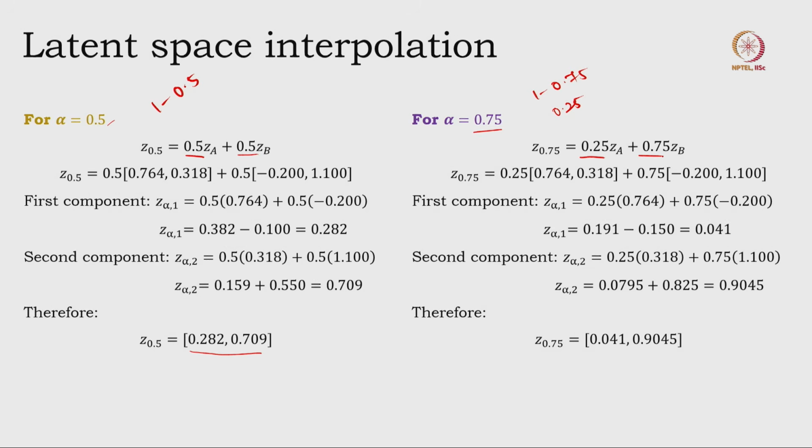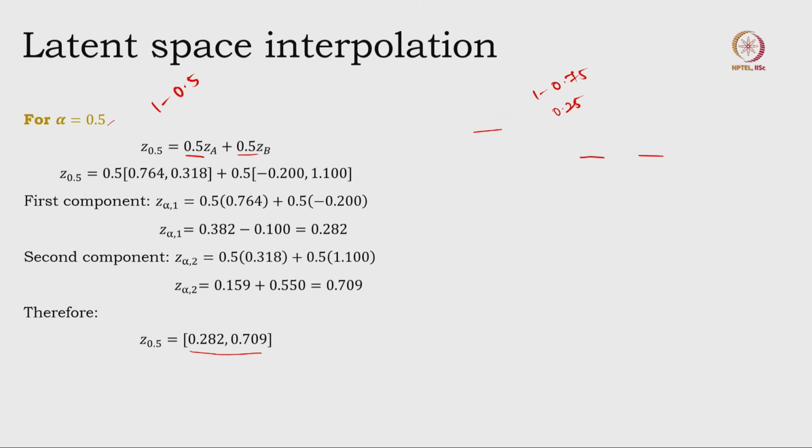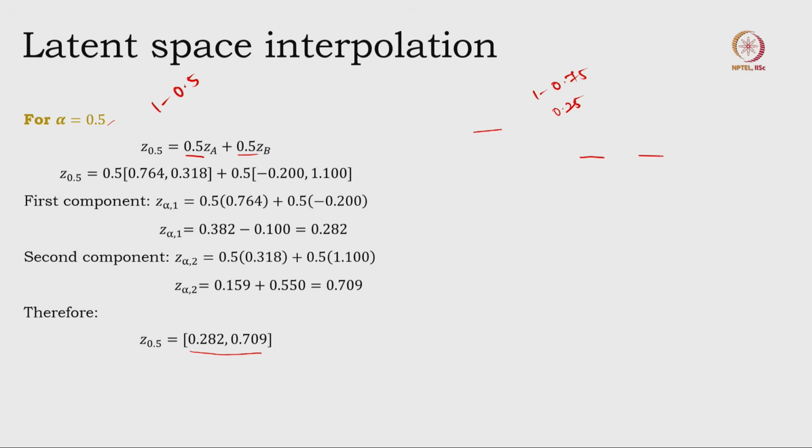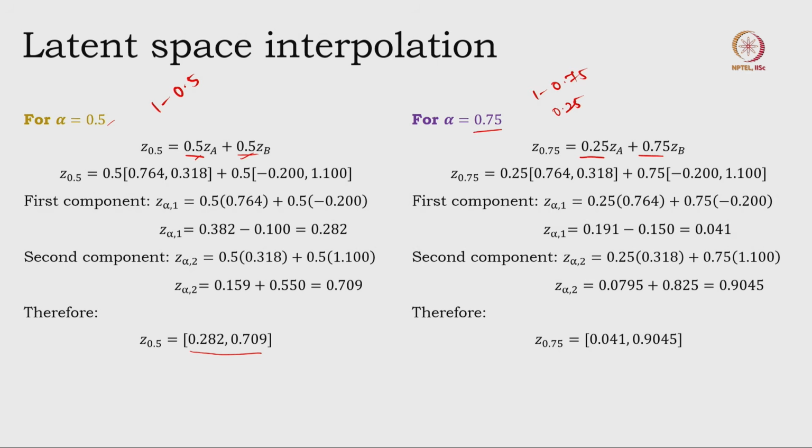Now, are you seeing in the previous one, here you are taking 0.75 portion of ZA and 0.25 portion of ZB, right. Then here you are taking 50% of ZA, 50% of ZB. Then here you are taking 25% of ZA, 75% of ZB. So, therefore, you have obtained the values in this way. I hope this is clear to you.